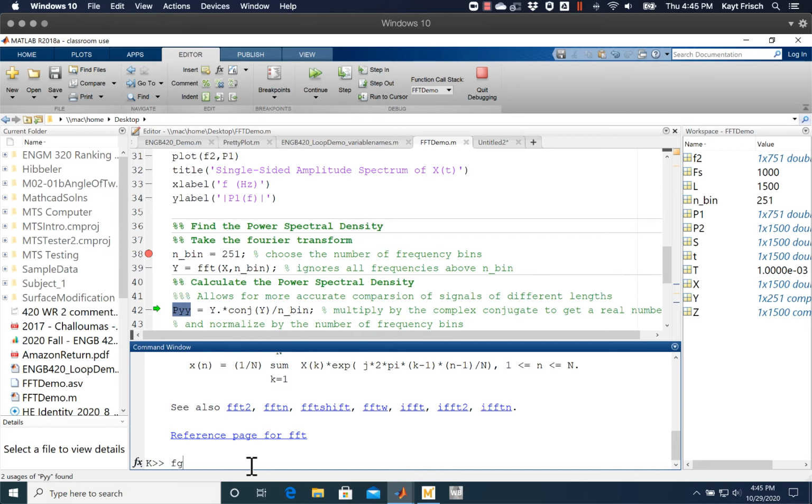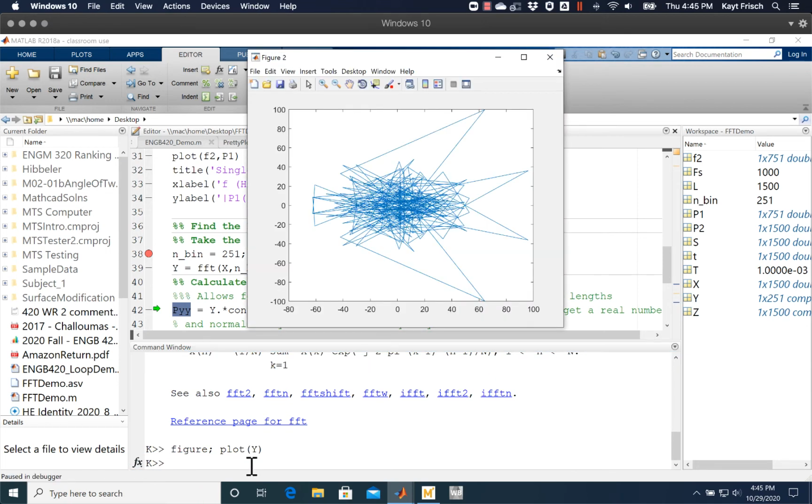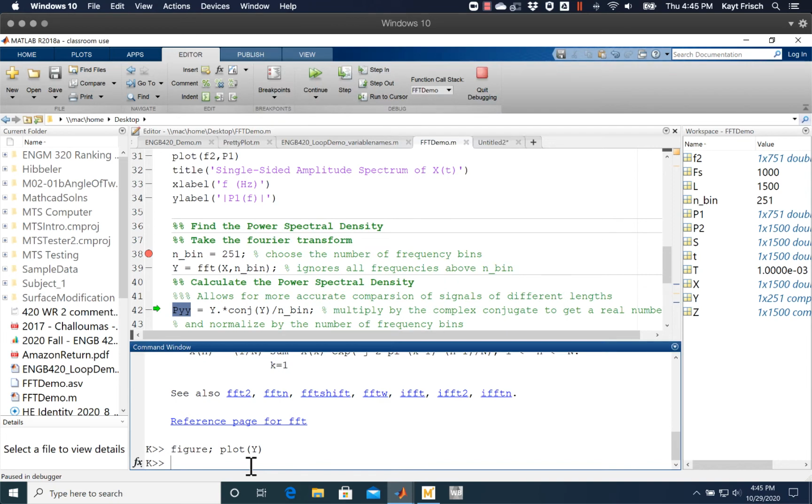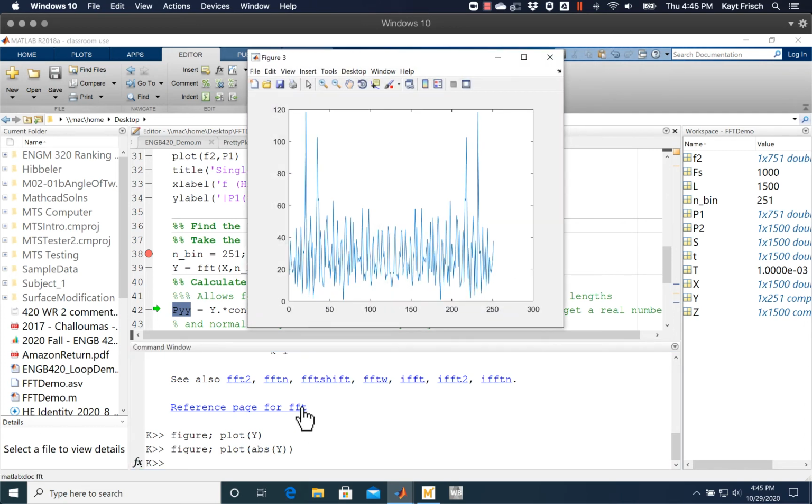we again get something that looks like that. If we plot the absolute value of y, we get something that looks much shorter and more compressed because we only use 251 points this time instead of the full length of the signal, which is what we used the last time, 1500 points. So we get the same two peaks, so we're doing the same thing.